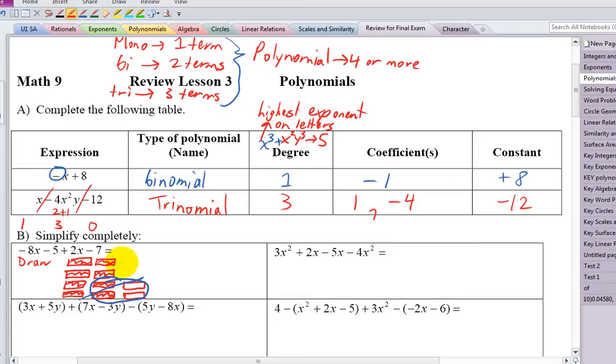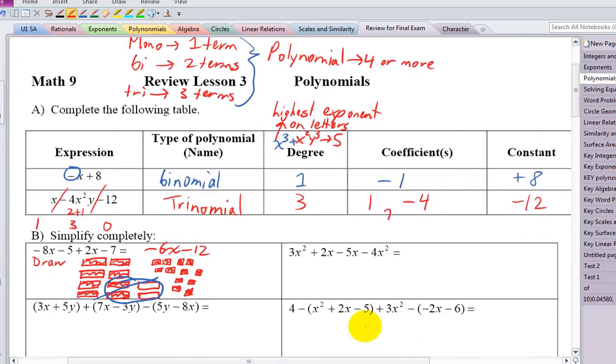That's something that we can challenge you on. And then we have 1, 2, 3, 4. Those are supposed to be squares, by the way. We got 5, 6, 7, 8, 9, 10, 11, 12. So then we have 12 1 tiles. So altogether, once we've collected like terms and canceled out 0 pairs, -6x minus 12.